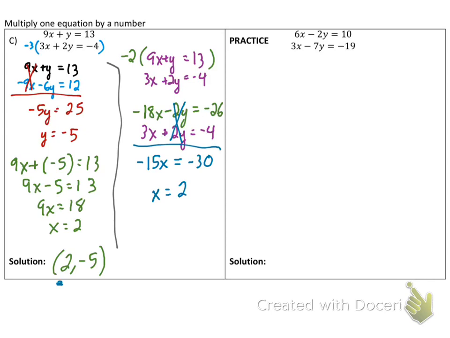So that's what I'm saying. It doesn't matter which variable you eliminate, as long as you're making sure you distribute correctly, add the equations correctly, and solve correctly. All right, so go ahead and try out the practice problem. I will give you the hint. You want to eliminate the x's.